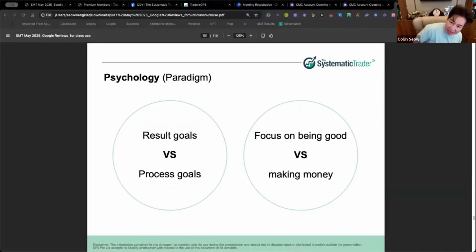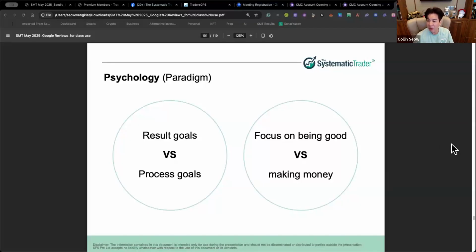Okay, welcome back. Let's go through some of the questions. Question from Richard: what do you mean by process goals? Set process goals means to set goals that you can control. For example, you want to do 50 swing trades a year. This is something that you can control. You're putting a stop loss, a target price. All this is something that you can control. So set goals like this.